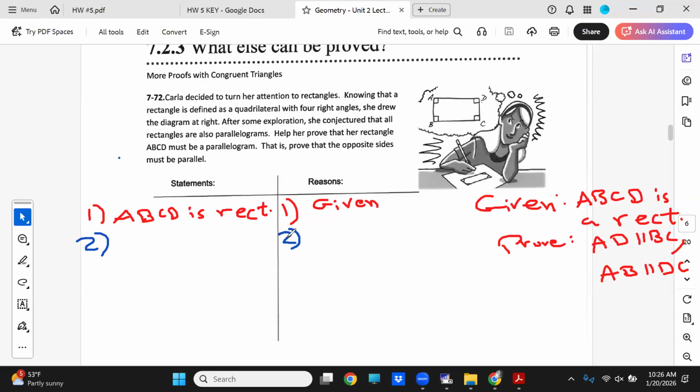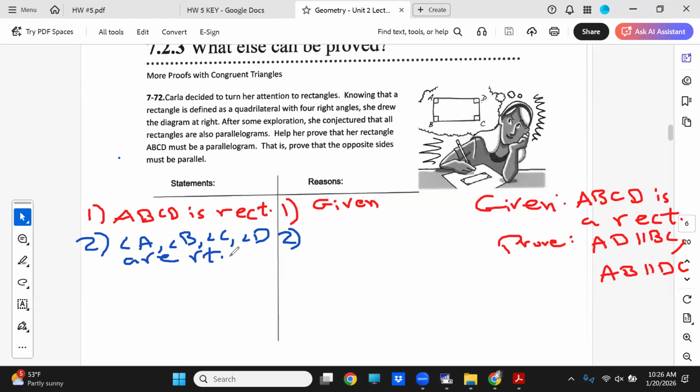Is it like AB is parallel to DC? Well, before that, we need to say they're right angles. Yeah, because we're not ready to say that yet, because we probably have to use some sort of alternate interior or same side interior angles, something like that, right? Definition of rectangle, that's parallel.